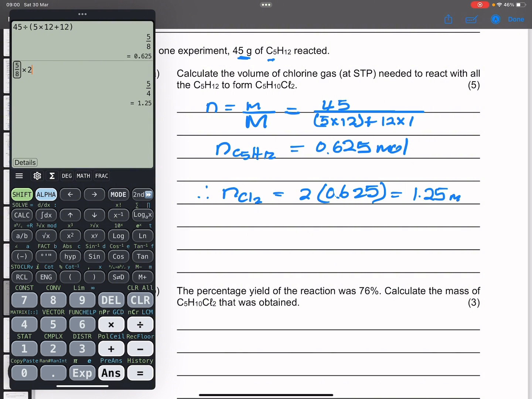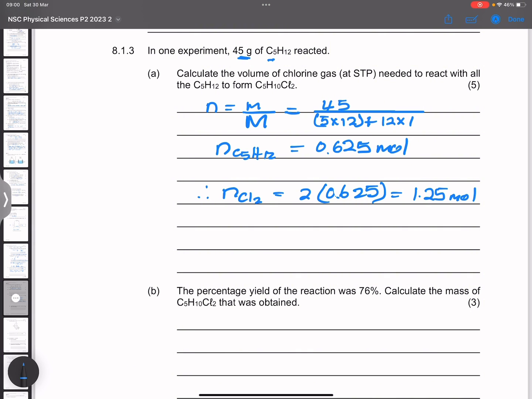1.25 moles. Right, now remember, we wanted the volume of chlorine gas needed, that is at STP. So we know the number of moles is volume divided by molar volume, right? And remember, what is the molar volume at STP? That is 22.4, isn't it? So we want the volume. We know the molar volume. We've got the number of moles. So volume, if we cross multiply, would be number of moles times molar volume.